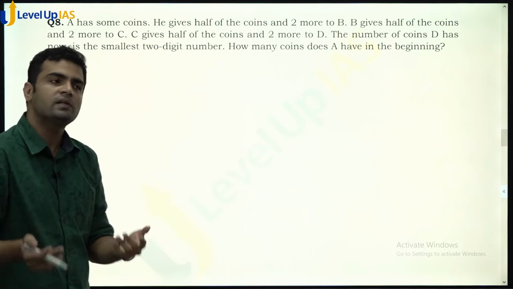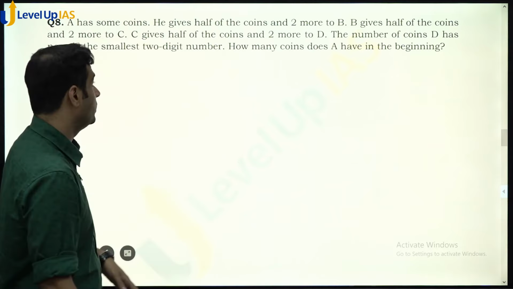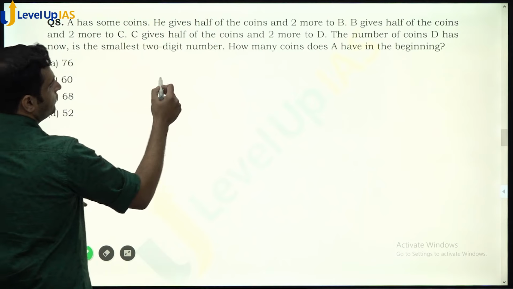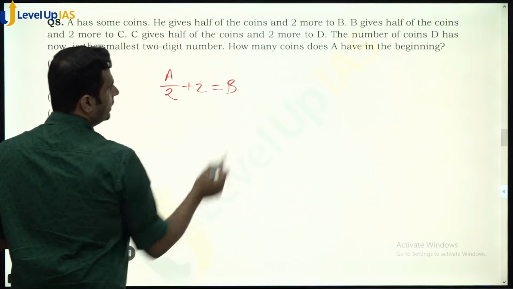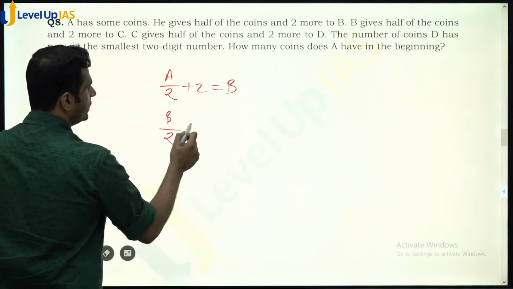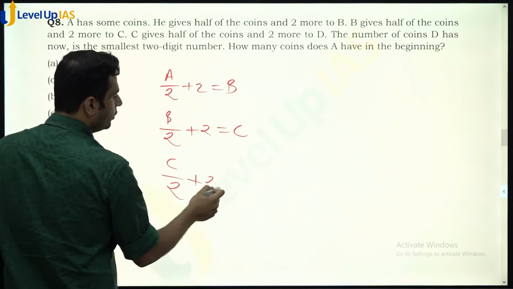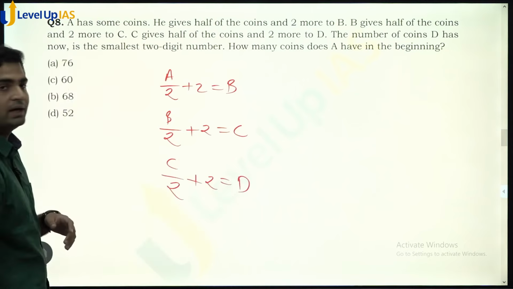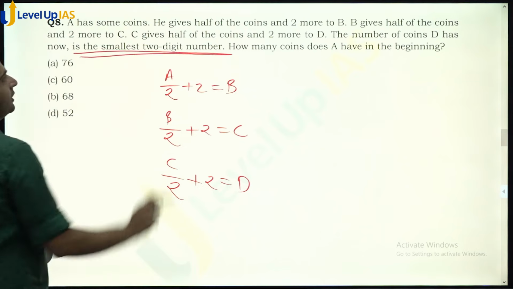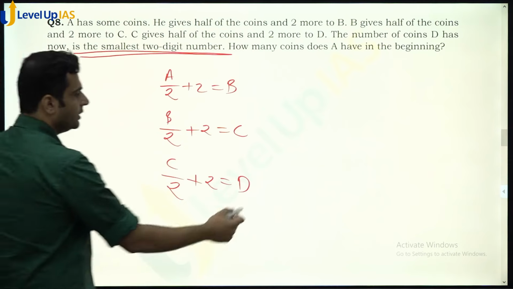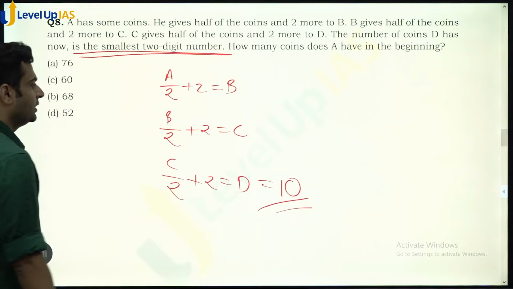Now let us assume A has A coins, B has B coins, C has C coins, D has D coins. So if A has A coins, A gives half of the coins and 2 to B, right? B gives half of the coins plus 2 to C. C gives half of the coin plus 2 more to D. And now what is given? Number of coins D has is the smallest 2-digit number. What is the smallest 2-digit number? It is 10. You need to know this. This is the smallest 2-digit number. Now you just solve.